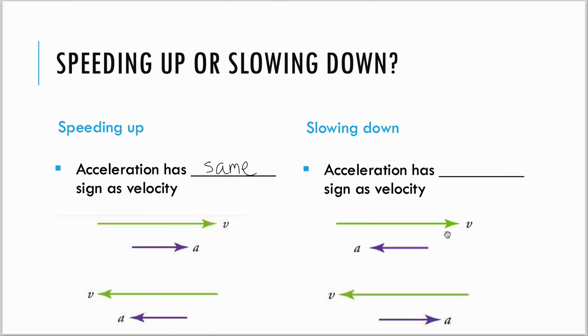On the other hand, if you're slowing down, that means the acceleration has the opposite sign as your velocity. So one could be positive and the other one would be negative. That means you're slowing down. So look at which way v and a are going to determine if you're speeding up or slowing down. Don't just think that positive acceleration means that you have to be speeding up.